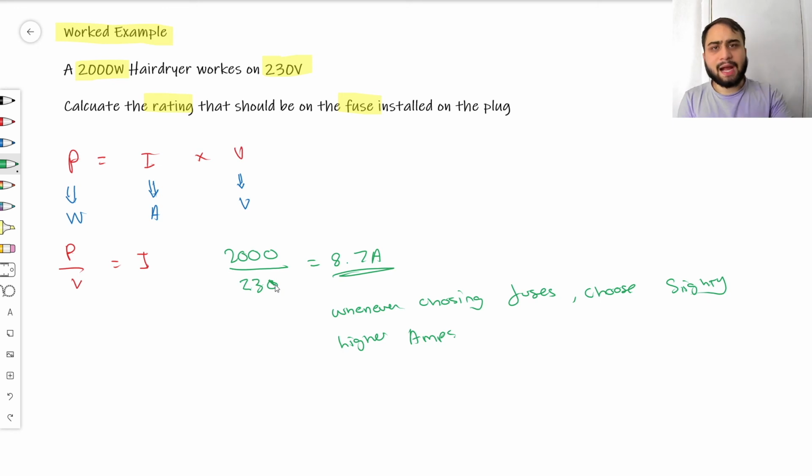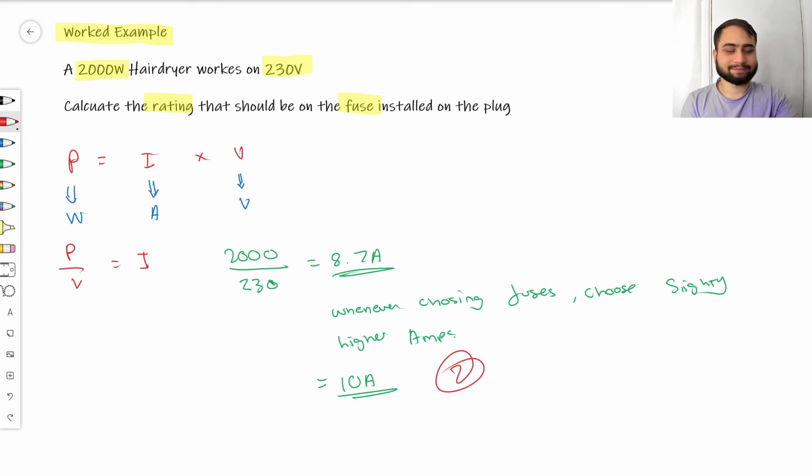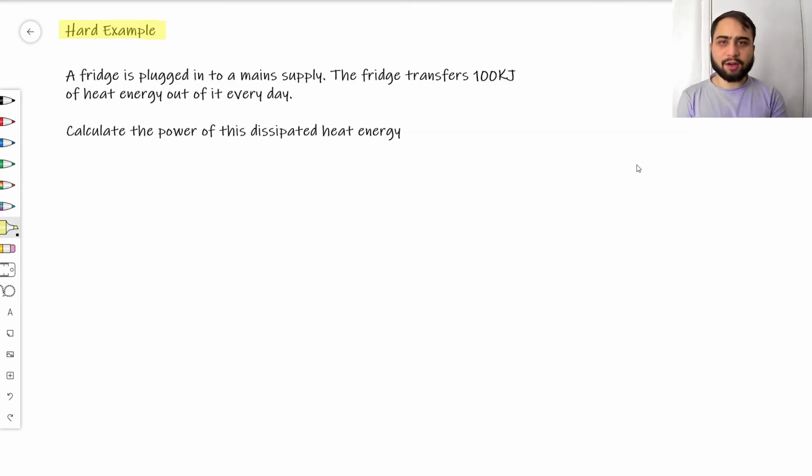The current can fluctuate a little bit before the fuse actually melts. So rather than having an 8.7 amp fuse, let's say a 10 amp fuse. So 10 amp would be the fuse rating that we need for this hairdryer. And that would be 2 marks. Well done if you got that. Now let's have a look at the second harder worked example.